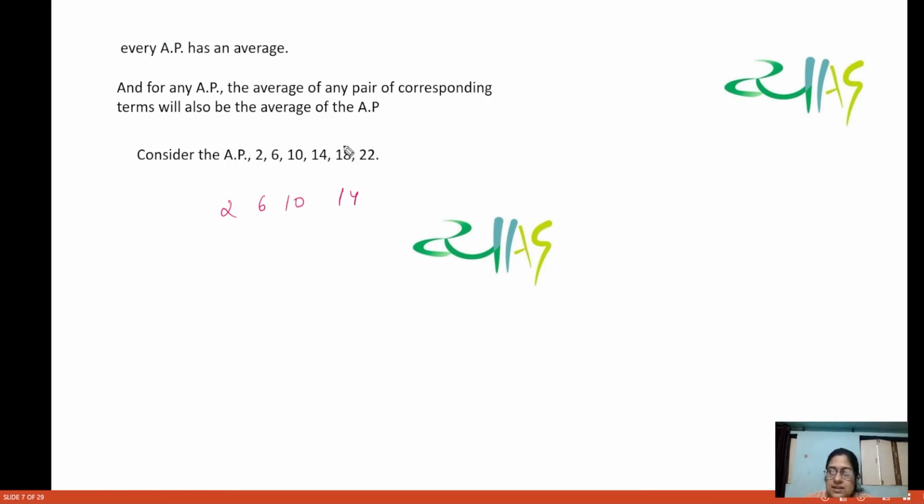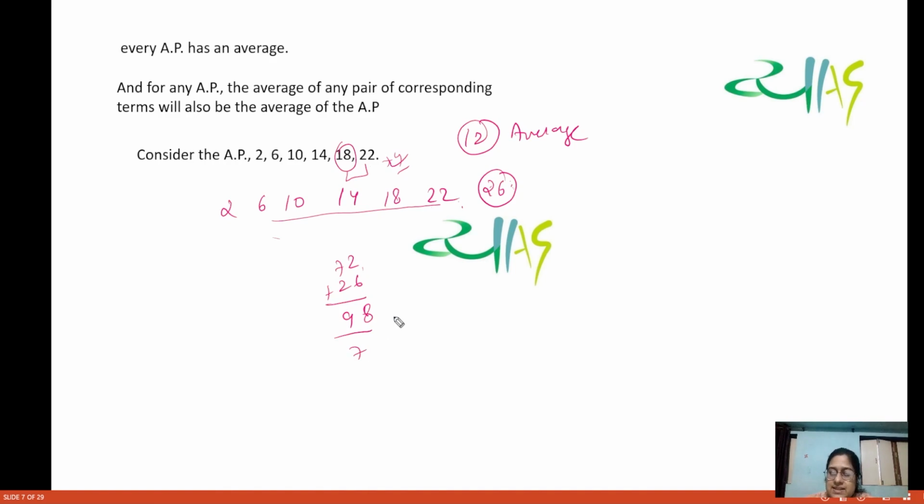For the last series, we got 12 as our average. Now I add one more term. The common difference here is 4, so one more term is 4 more, so I'll add 26 to it. My sum here came to be 72, and I will add 26 more to it. So I will get 98, and this I will divide by 7, because now there are 7 terms.